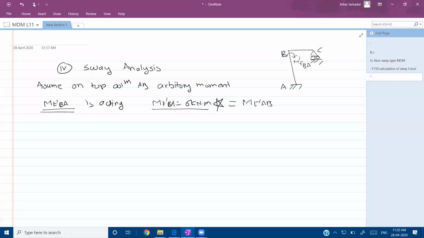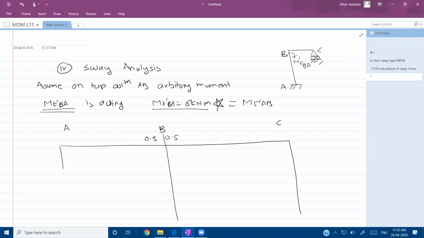So once again we have to perform moment distribution. Here support A, support B, support C. On support B there are two distribution factors, 0.5, 0.5. And now in this sway analysis, whatever arbitrary moment we have assumed, we have to write down here. We have assumed this moment of MF dash BA on column AB, which is of magnitude 6 kilonewton meter, so that same moment will act as MF AB also. So these 6 kilonewton meter are the arbitrary moments.